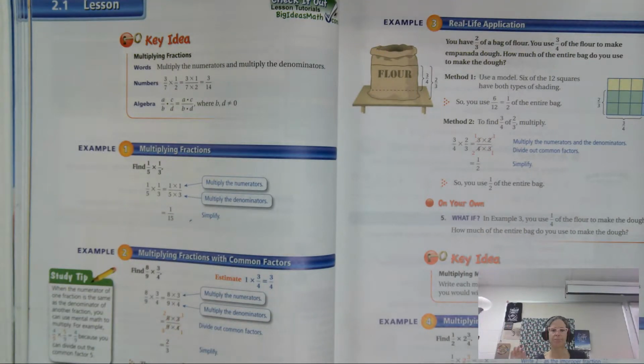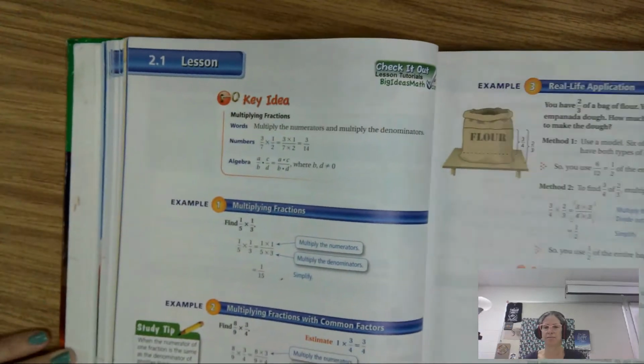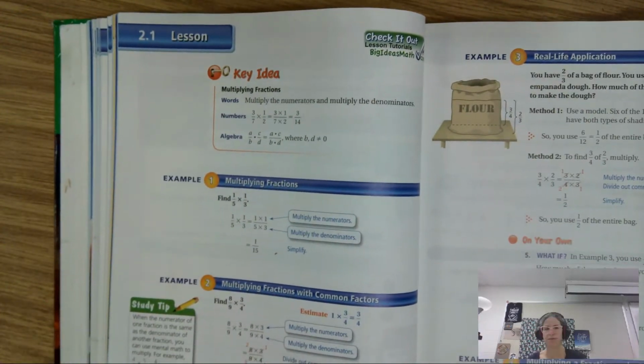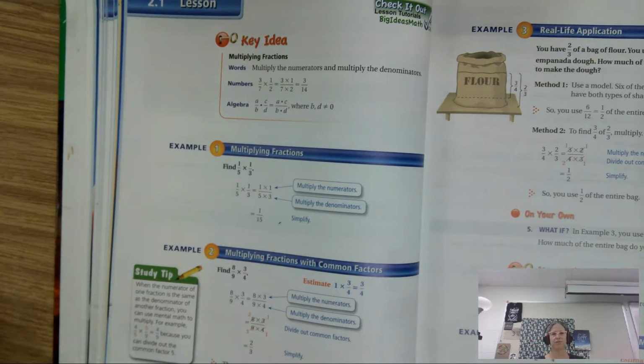Hi everybody, we are going to go over lesson 2.1, just examples 1 through 3 today. Now this is the part that is just multiplying fractions. It's on page 56 in your math book. So page 56, we're just looking at multiplying fractions.